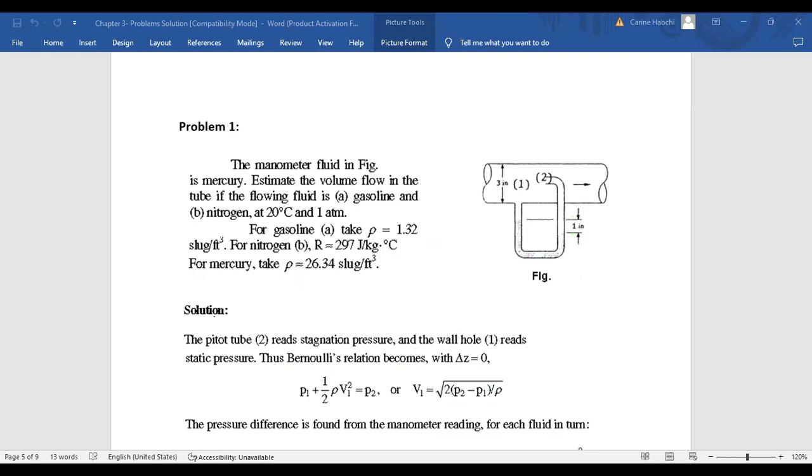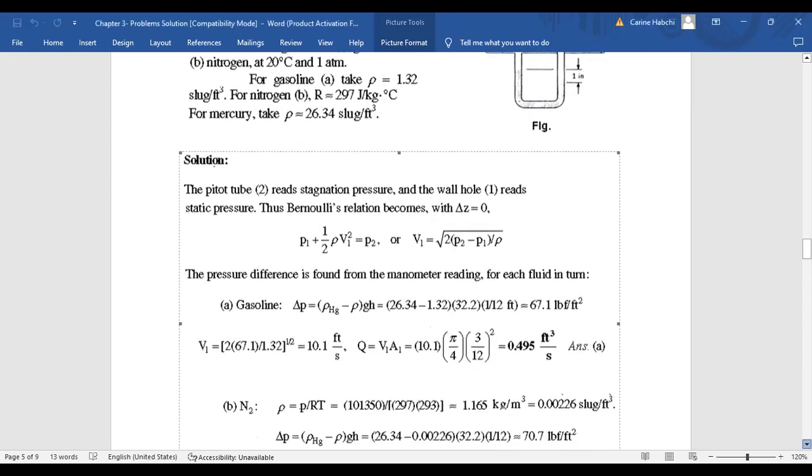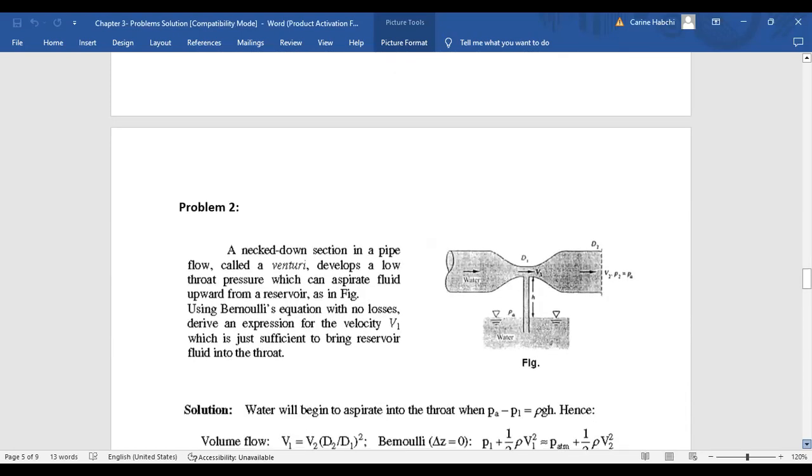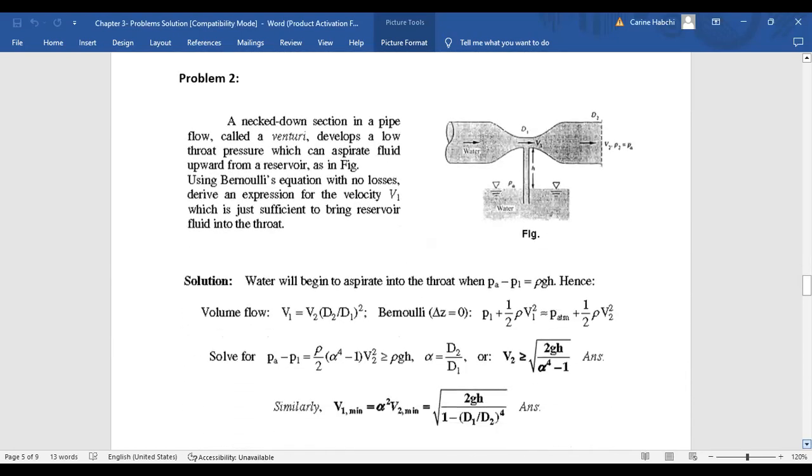Another problem. A neck-down section in a pipe flow called a venturi develops a low throat pressure which can aspirate fluid upward from the reservoir. Using Bernoulli's equation with no losses, derive an expression for the velocity V1, which is just sufficient to bring reservoir fluid into the throat.